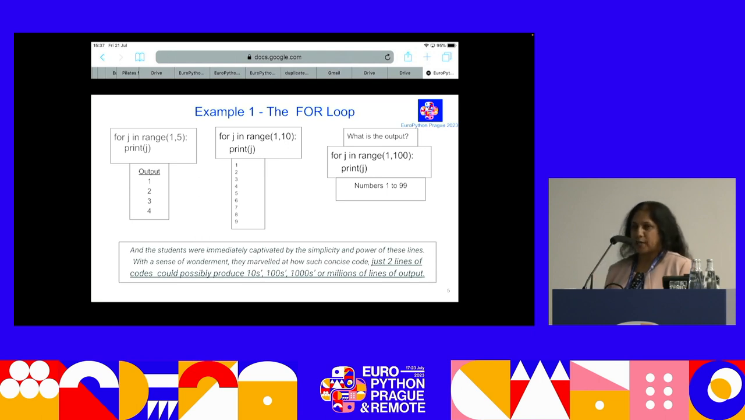And then I changed it to 100. So we got for j in range 1, 100, print j. And what do you get here? "The numbers 1 to 99," they clamoured excitedly in unison.